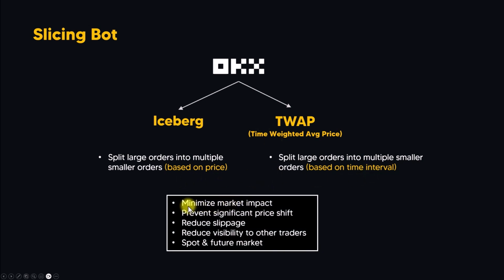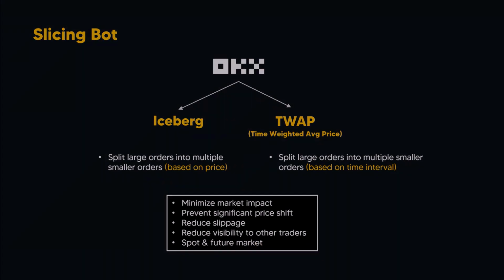So both of the bots have same function. The main function is to minimize market impact. For example, if you want to execute order in a large size, you may want to split the order into smaller size. Otherwise, it will impact the price movement very significantly. By using this slicing bot, the impact will be minimal. Prevent significant price shift, and it will reduce slippage and reduce visibility to other traders. By using the slicing bot, it will camouflage your big size order. This bot applies to spot and future market.